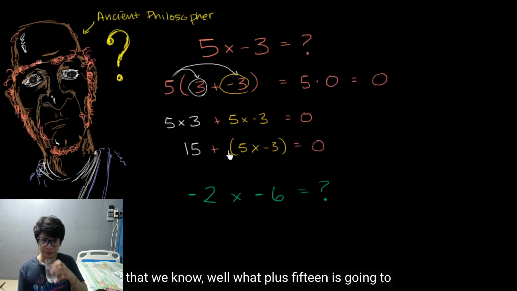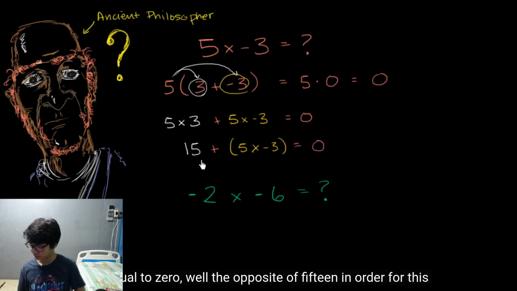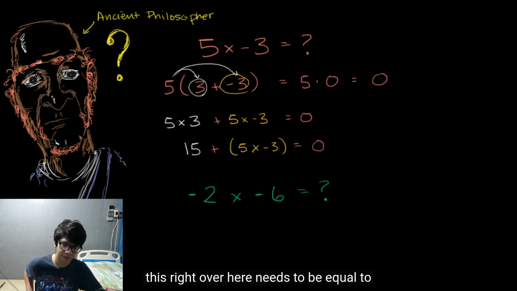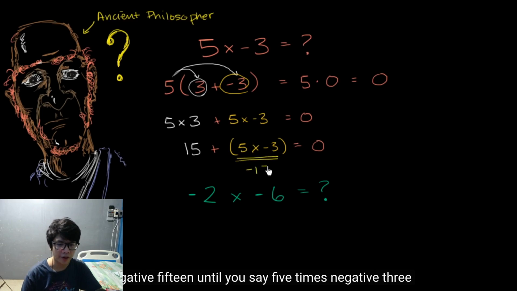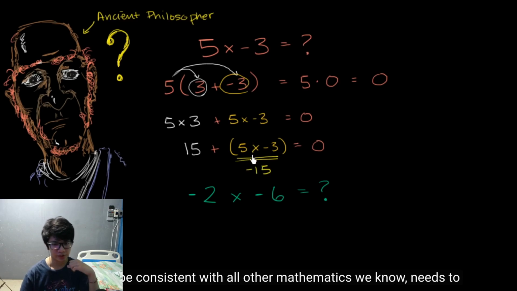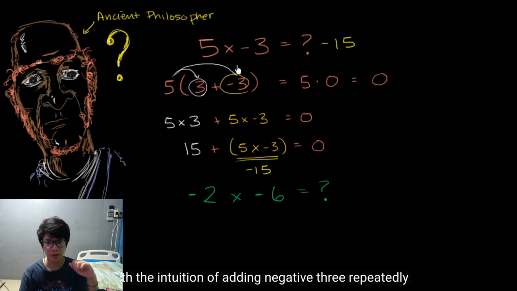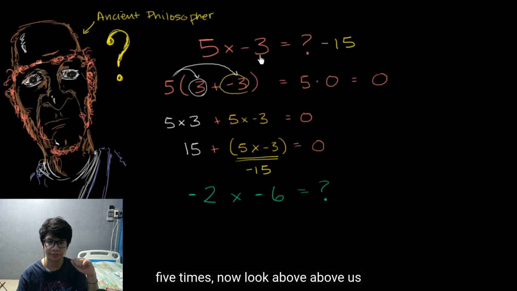Well, what plus 15 is going to be equal to 0? Well, the opposite of 15. In order for this to be true, in order for this to be consistent with all of the other mathematics we know, this right over here needs to be equal to negative 15. And so 5 times negative 3, in order to be consistent with all the other mathematics we know, needs to be equal to negative 15. And that's also consistent with the intuition of adding negative 3 repeatedly 5 times.